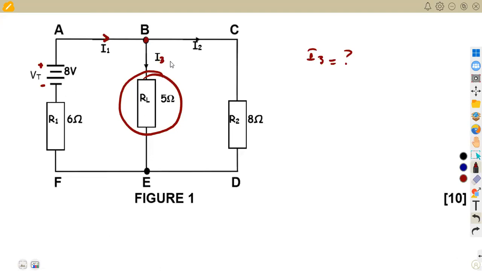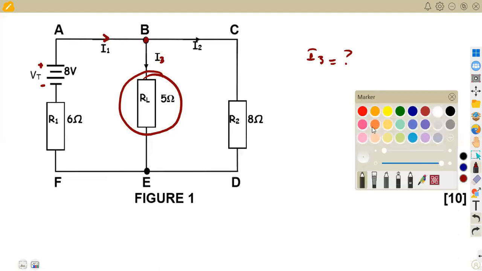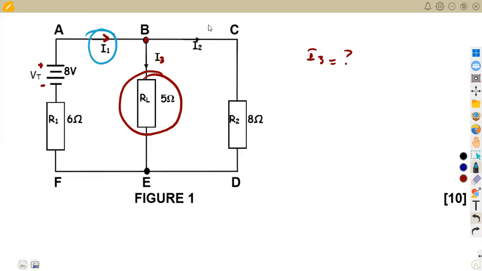But as you can see, if we use I3 in our equation, it means we are going to be working with 3 unknown values. So let us avoid that, working with I1, I2, and also I3. That means we've got 3 unknown values. So you're going to write this I3 in terms of I1 and I2. So what is going to be the expression of I3 in terms of I1 and I2, so that we avoid having 3 unknown values?